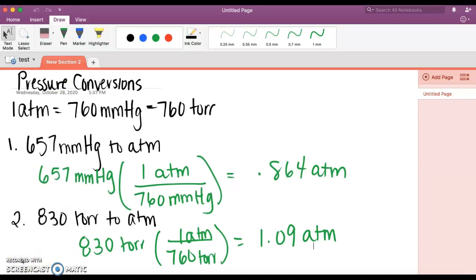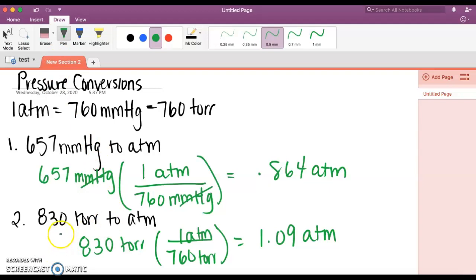So at the very top, I've written the conversion factors. 1 atmosphere equals 760 millimeters of mercury, which equals 760 torr. For the first question, 657 millimeters of mercury to atmospheres, we start with 657 millimeters of mercury. We divide by 760 millimeters of mercury to cancel out our units. We're left with 1 atmosphere on top, and we get 0.864 atmospheres as our answer.